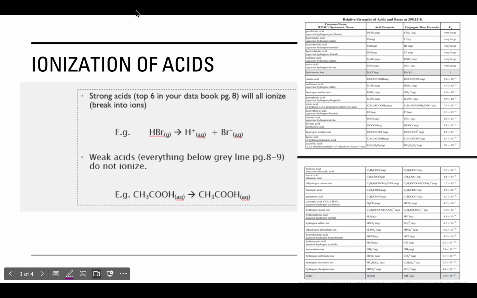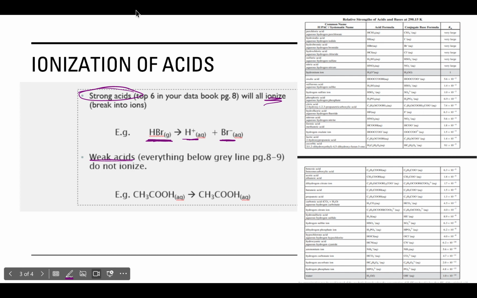Now, when it comes to acids, you use a different term, but it's kind of showing the same thing. So for instance, if you have a strong acid like HBr, it will ionize. It forms ions, but essentially we're still doing the same thing. We're making ions in solution. So that will break apart into H positive and Br negative. Now with acids though, only strong acids will ionize.